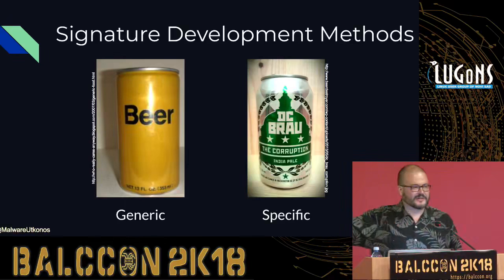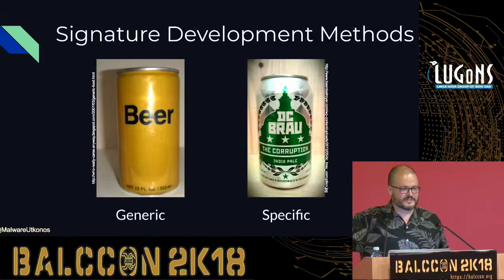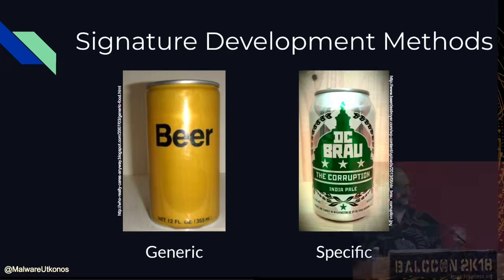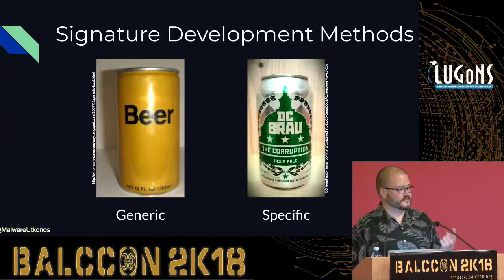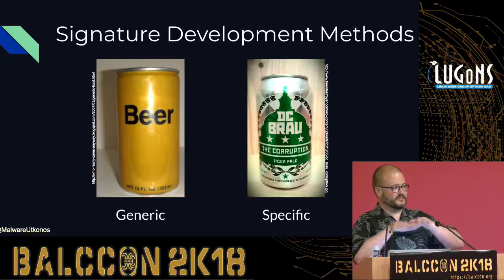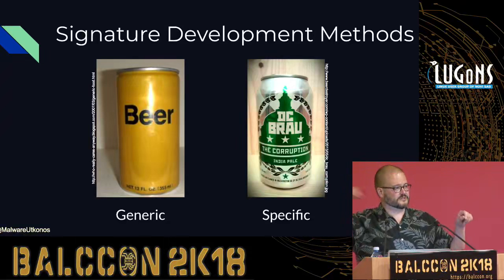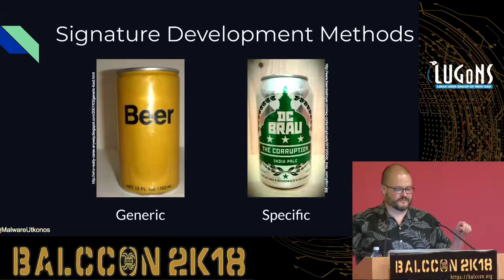So you have your generic beer, which is the generic signature, and there's actually a financial reason for AV companies to produce signatures in this way, because it takes time, money, and people to go and research and figure out what the signature needs to be, and so it costs less for you to develop a generic signature that detects lots of stuff than it is to develop lots of specific signatures that detect specific malware families.